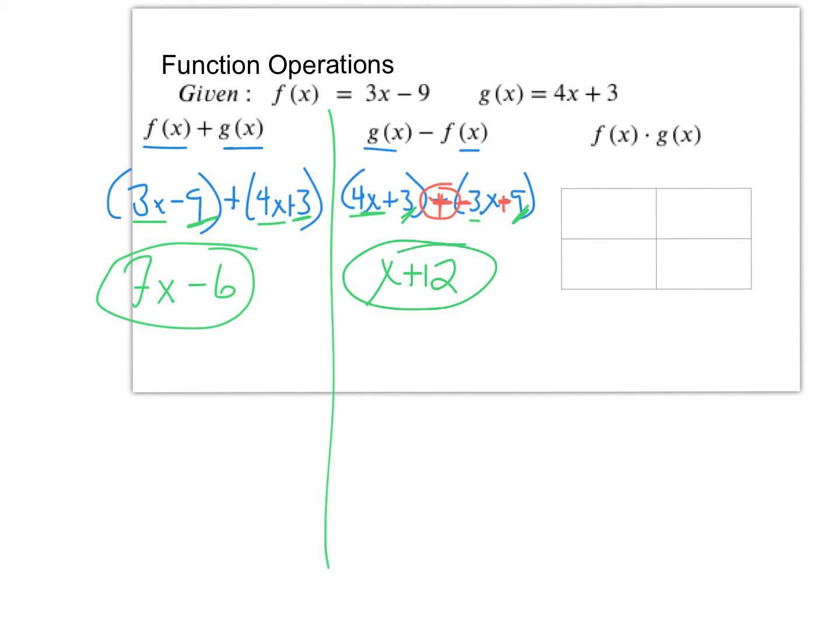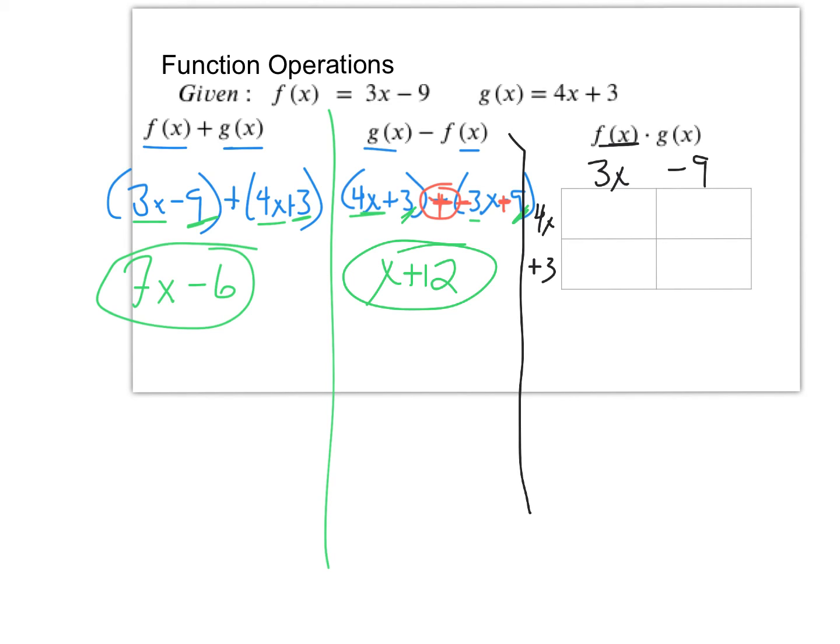Okay. Now let's get to the multiplication part. Okay, so we're going to multiply f of x by g of x. So again, our f of x function is the 3x minus 9. So 3x minus 9. Okay. Then we're going to do this by the g of x function, so 4x plus 3.